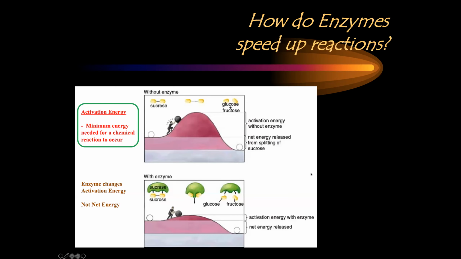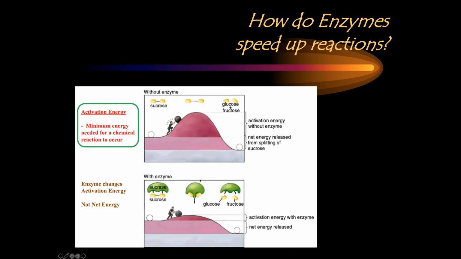Now you asked about kinetic and potential energy. We can look at these in terms of without an enzyme present or with. So in the top figure, this is a reaction without an enzyme. So you have a substrate, sucrose, which is a disaccharide, and it wants to be broken down into monosaccharides, glucose and fructose. Well, without an enzyme, it takes a lot of energy to do this, and that's called activation energy. So activation energy without an enzyme is high for this reaction.